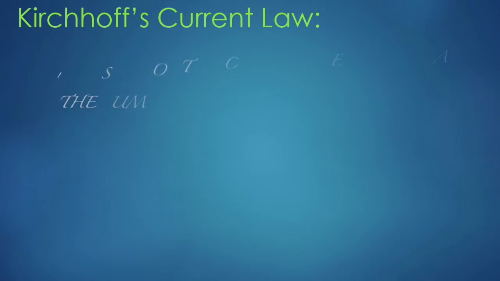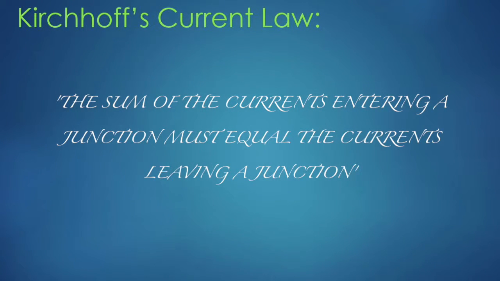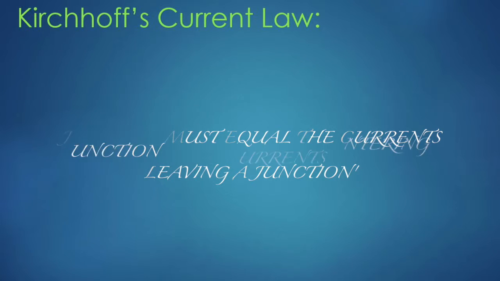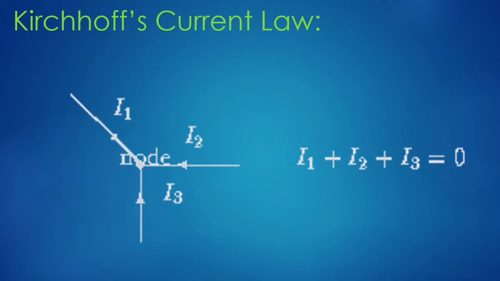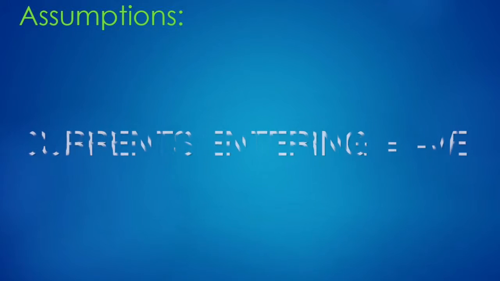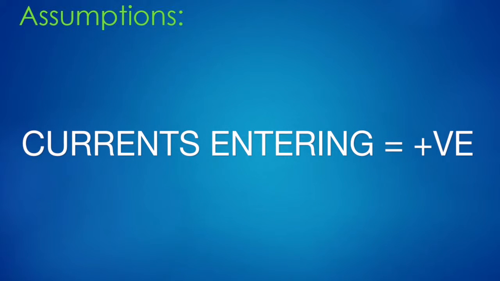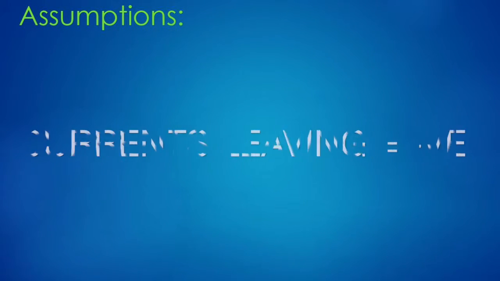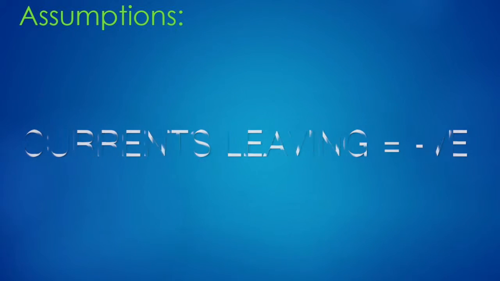Kirchhoff's current law states, the sum of the currents entering a junction must equal the currents leaving the junction. This simply states that the algebraic sum of all the currents flowing in and out of a junction or node are equal to 0. In order for KCL equations to be generated, assumptions for calculations must be adopted. These assumptions include all currents entering the junction having a positive convention, while currents leaving the junction being negative.